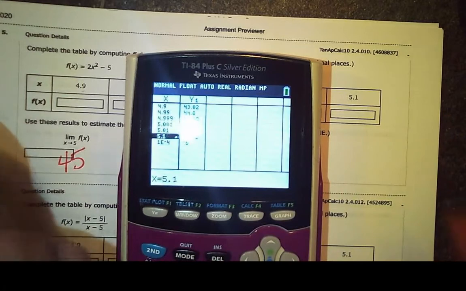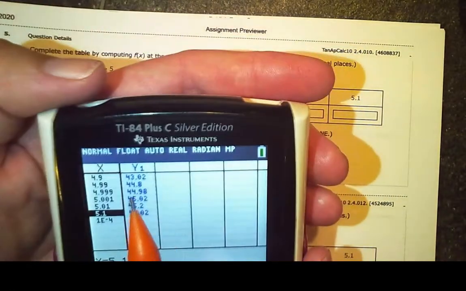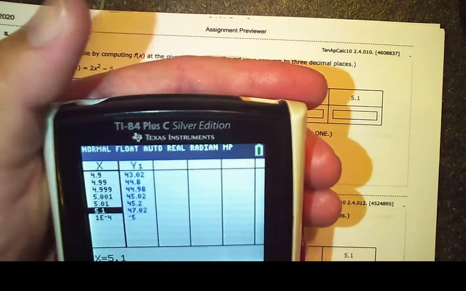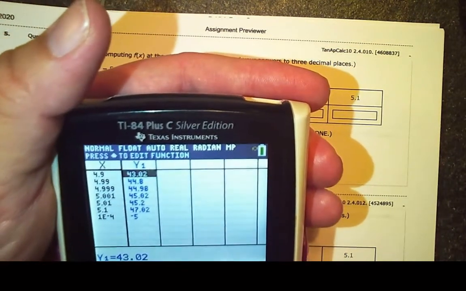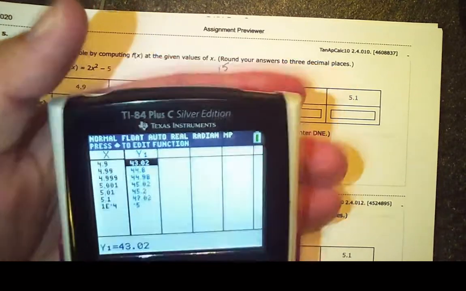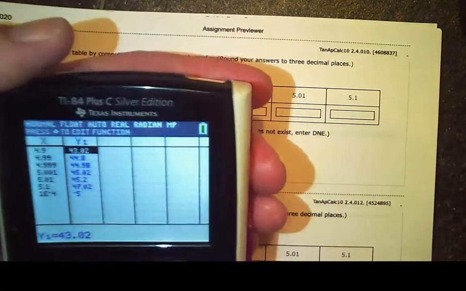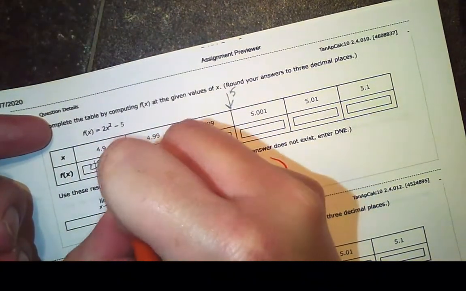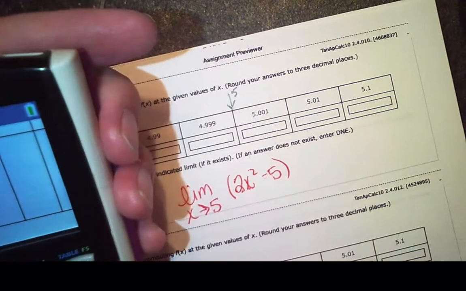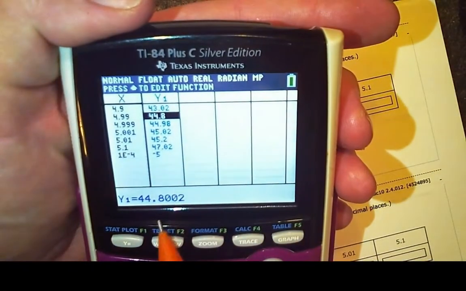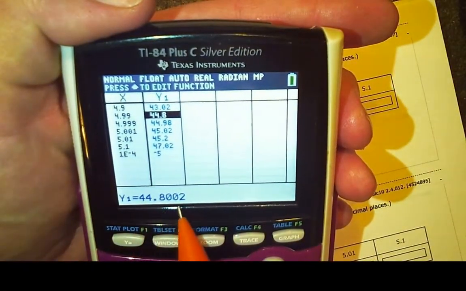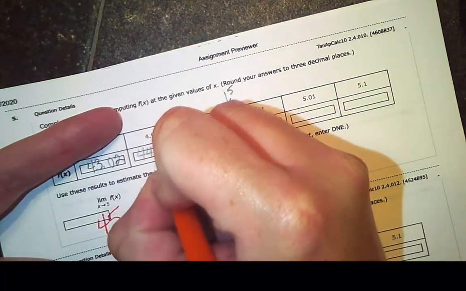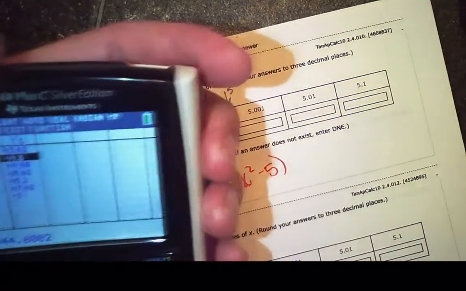When I enter 4.9, I get 44.302. If I want to, I can highlight it to see if it has further decimal places, because your instructions are 3 decimal places. So I've got 44.302. This one, I'm going to drop down, and it's 4.99. Down here I see that it's 44.800, and I should put a 0 on the end of there.